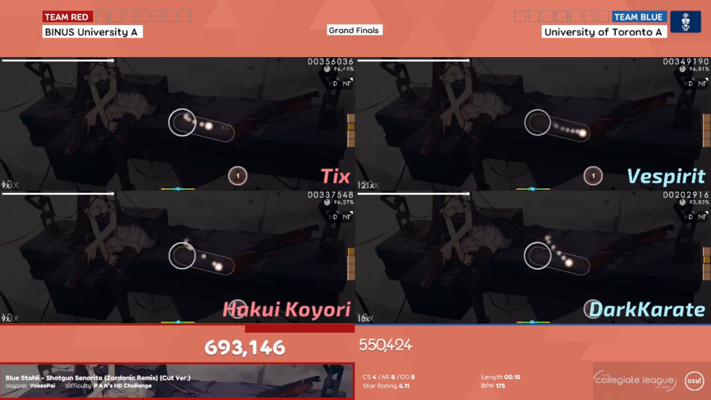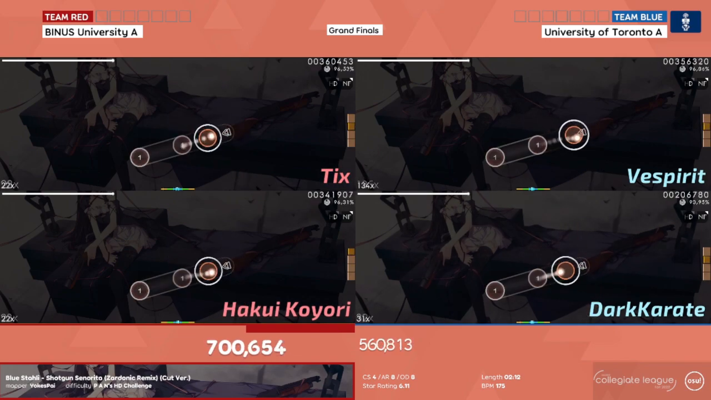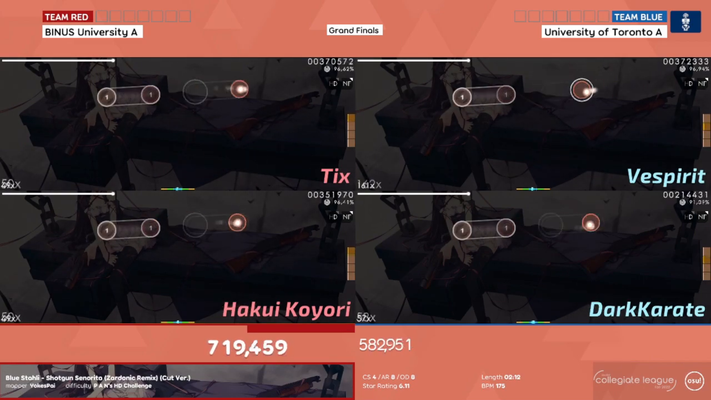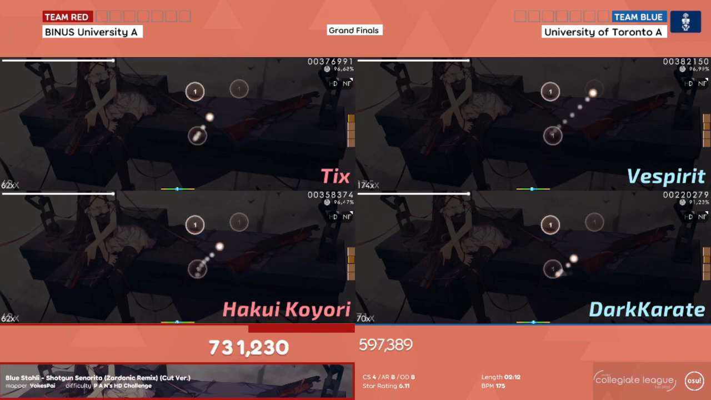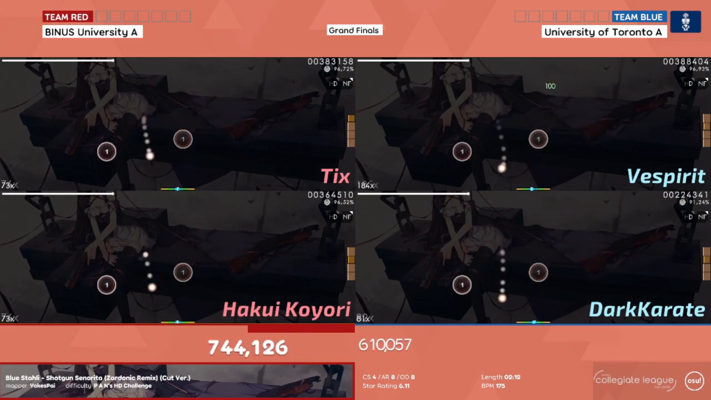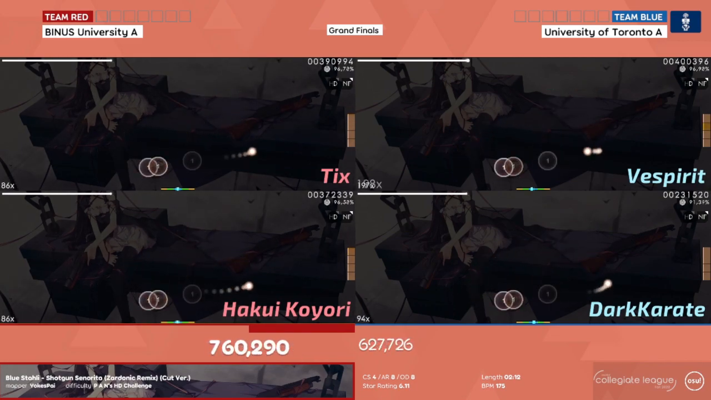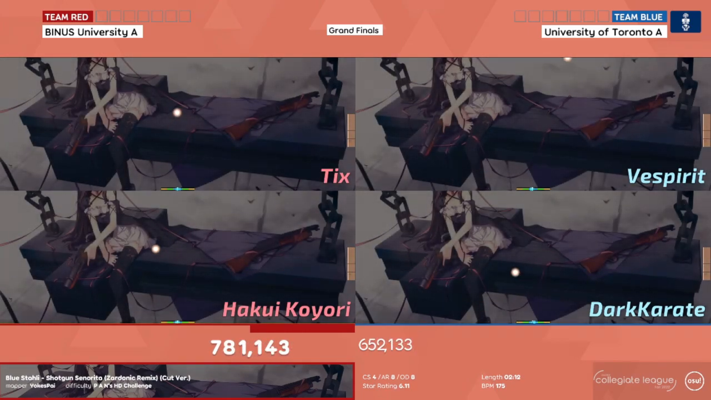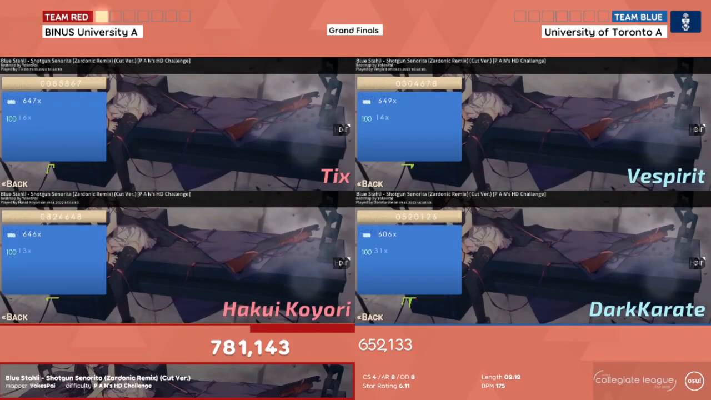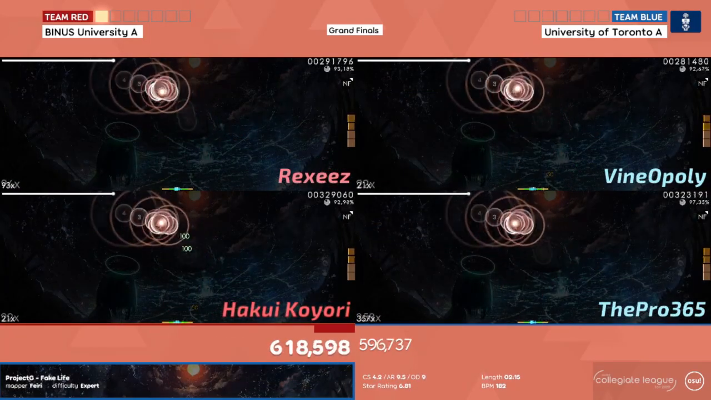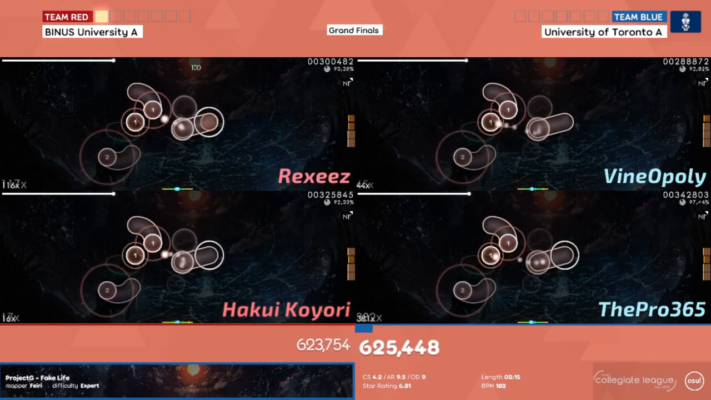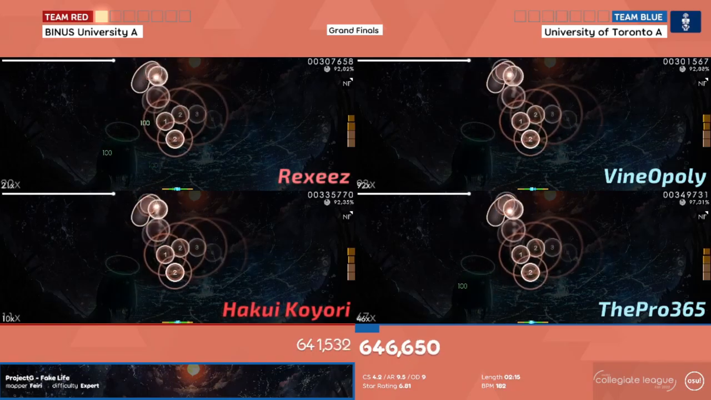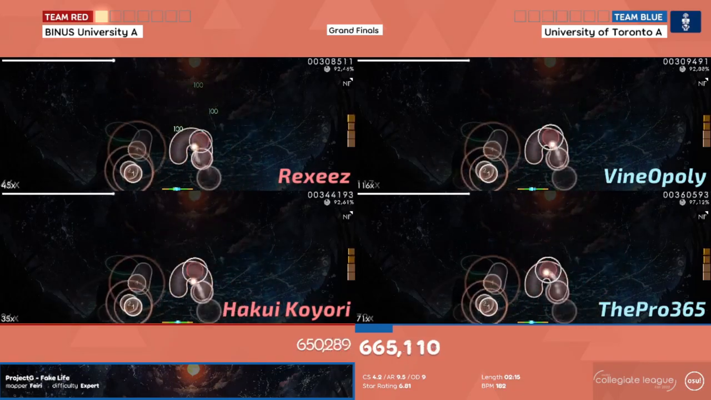Just like the losers grand finals, this first map will be hidden too, as Tix, a player who hasn't played the map since round of 32 for Venus University, will play this map alongside Hakuri Koyori, and Venus University will be able to take their first point. But let's see how Toronto responds with No Mod 4. The Pro has a chance to take it back for his team. Oh, the Hakuri Koyori will break, but the Pro 365 will also break. Rexy's Venus will take a team reset, however.